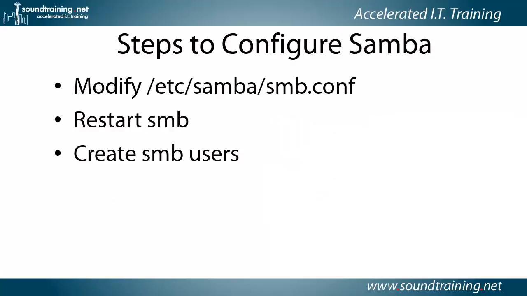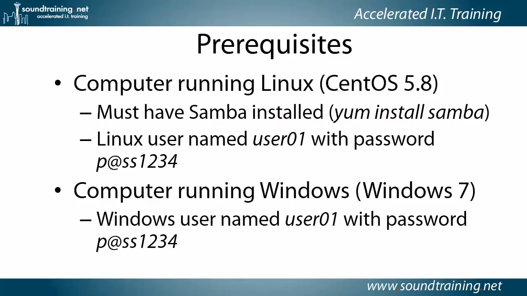The steps to configure Samba are really pretty straightforward. You modify /etc/samba/smb.conf, you restart SMB, and you create the SMB users. And if you do it all correctly, then your Windows clients will be able to access the shares.